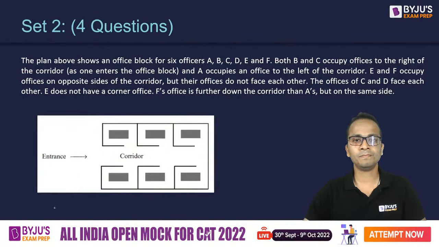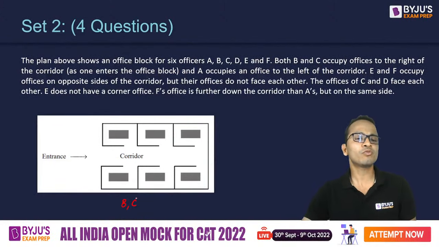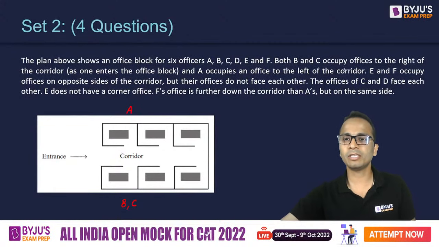All right, fine. Now, both B and C occupy offices to the right of the corridor. So B and C will occupy one of these 3 offices on the right-hand side. I need 3 persons for left and 3 persons for right. In the right 3 offices, B and C have already occupied their places, but I don't know which among the 3 offices on the right will be taken by B and C. We'll fix these positions later on. And A occupies an office on the left of the corridor. So A will be on the left. Done. Okay, up to this point.